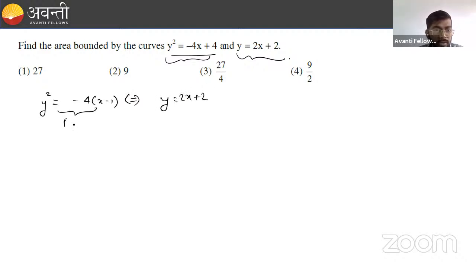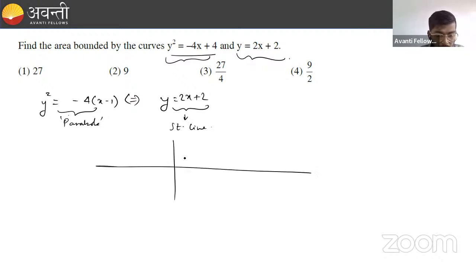So this is a parabola and this is a straight line. We have to find the area bounded by these two curves. If you want to draw this curve, it is like the y square equals minus 4x form. We know that this curve looks something like this. And for y equals 2x plus 2, when x is 0, y is 2. So this line passes through this point, and let's complete the curve here.